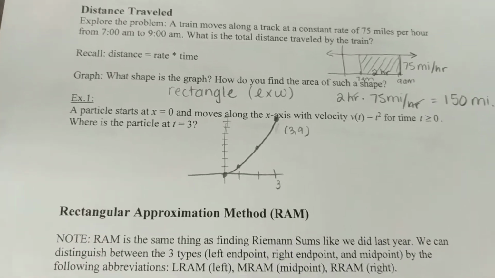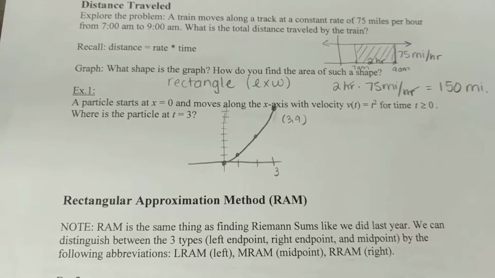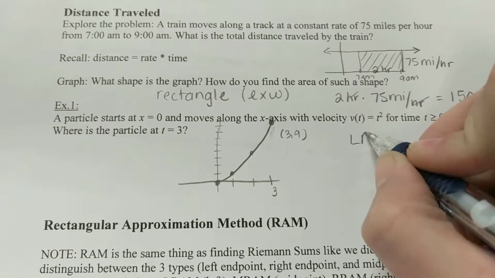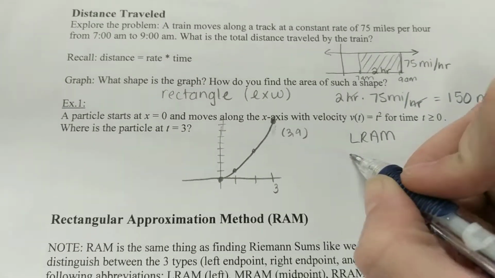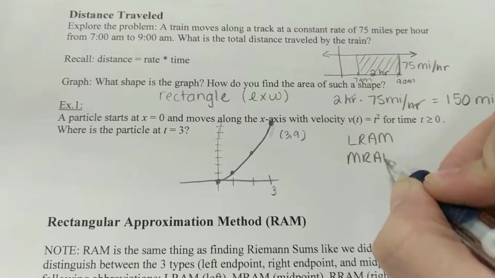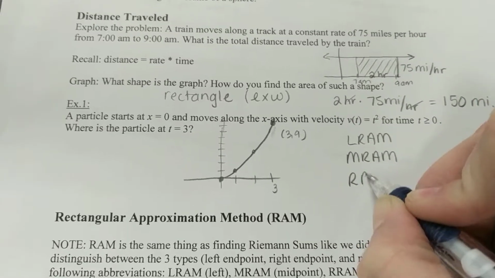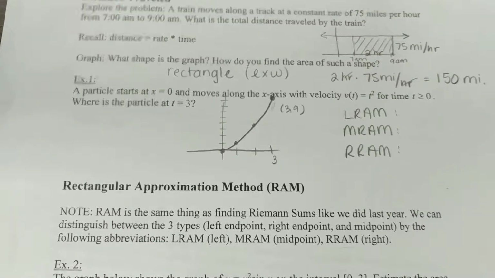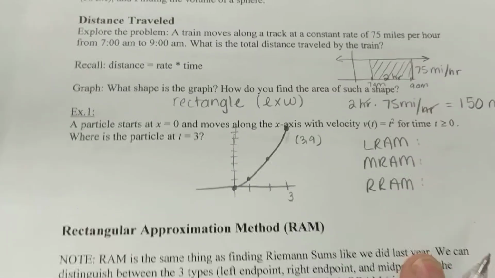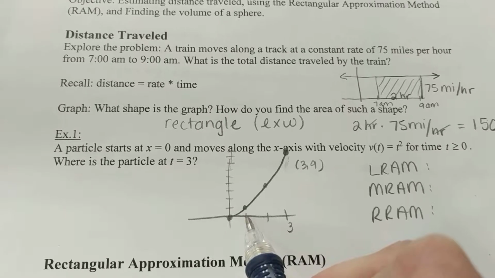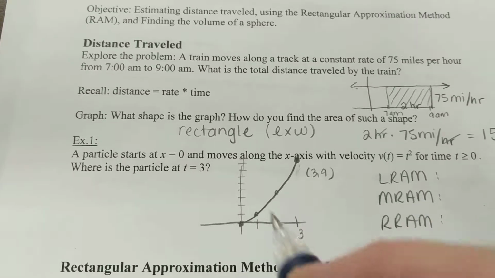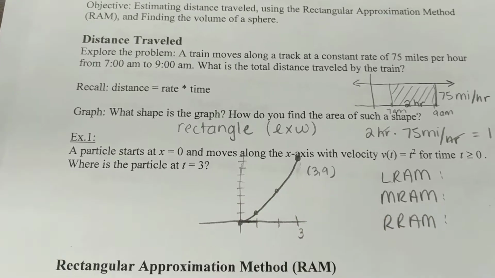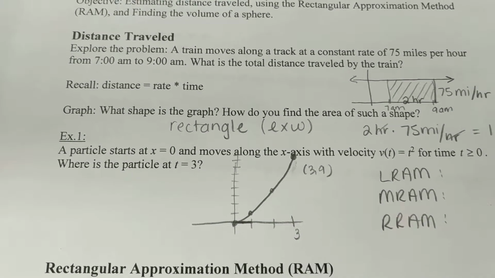So I want to start with pencil. I'm going to do the left-hand approximation. We're actually going to calculate all 3 of these. So LRAM, MRAM, and RRAM. So the left endpoint, my first interval goes from 0 to 1. The left endpoint is at 0. The function is at 0. So I'm going to draw the rectangle, and you should recognize there's no rectangle there.